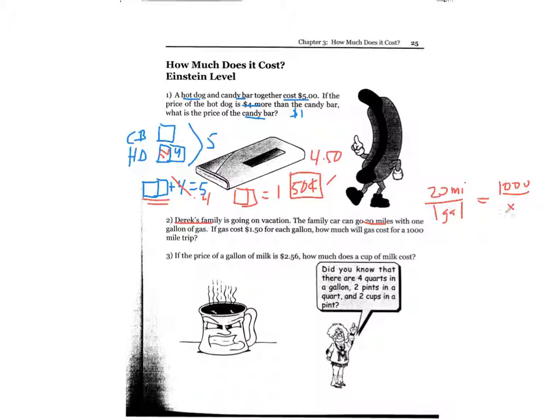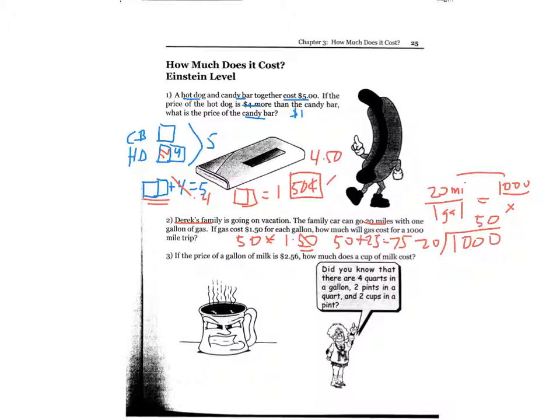And if you divide 1,000 by 20, you get 50. So you say, okay, 50 gallons, but that's not your answer. Then you have to multiply 50 times $1.50. Well, 50 times 1 is 50, and 50 times 50 cents should be half as much, so it's 25. So you put those together to get 75.